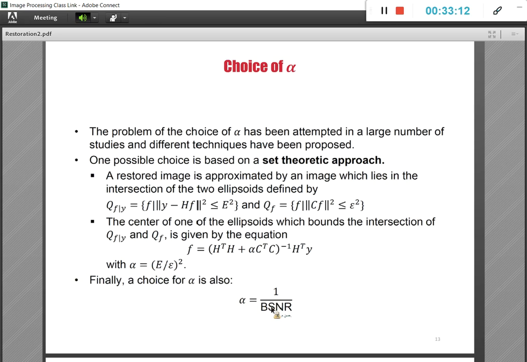In, for example, almost all items, we have BSNR. This is a very good choice. Alpha is a good choice to be chosen as 1 over BSNR.